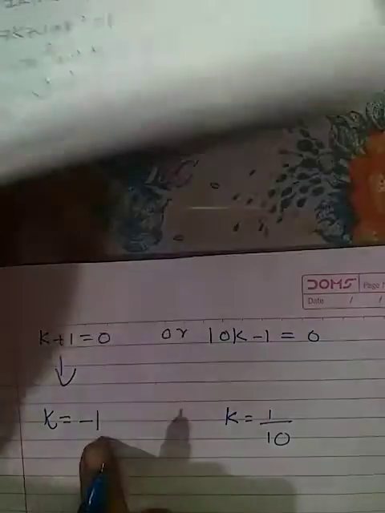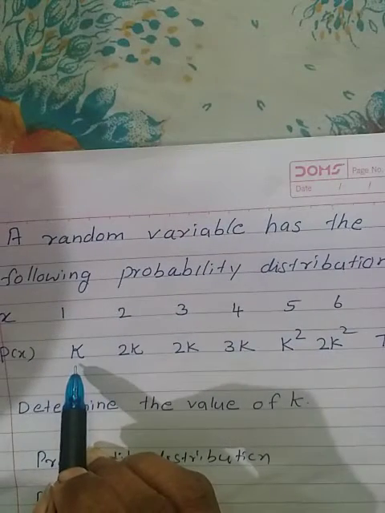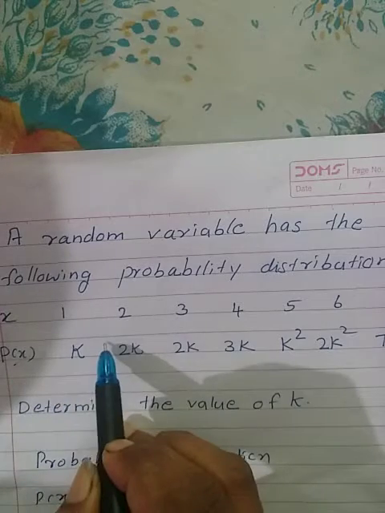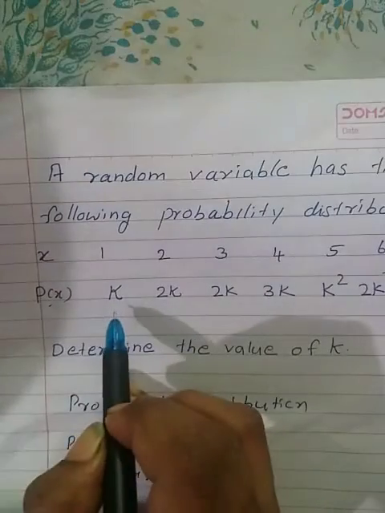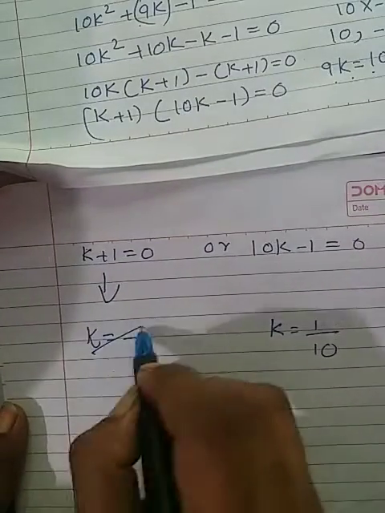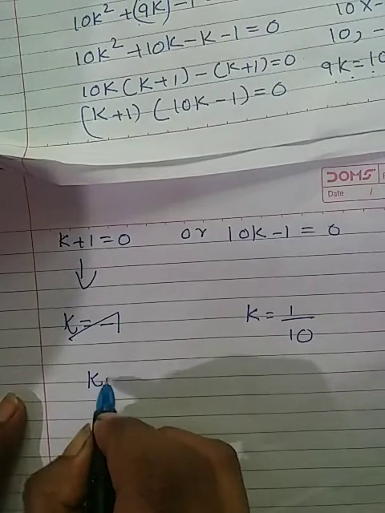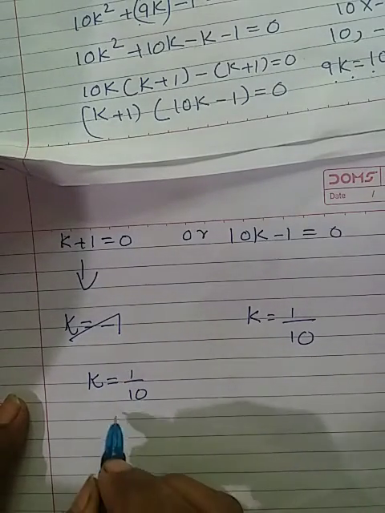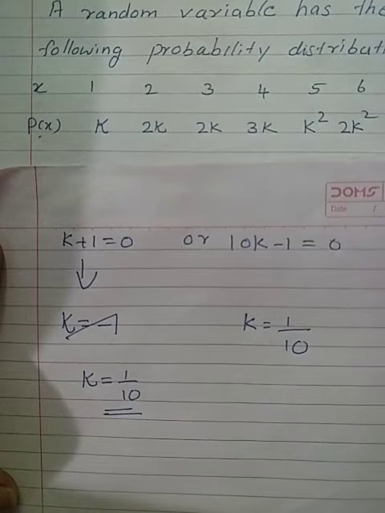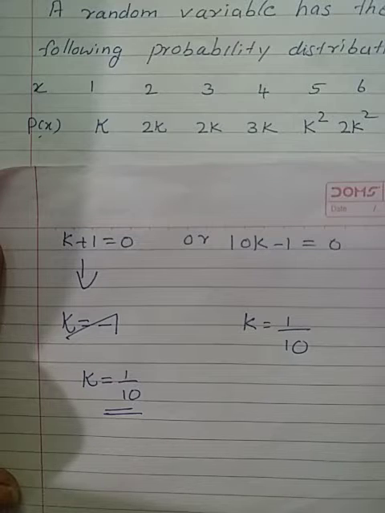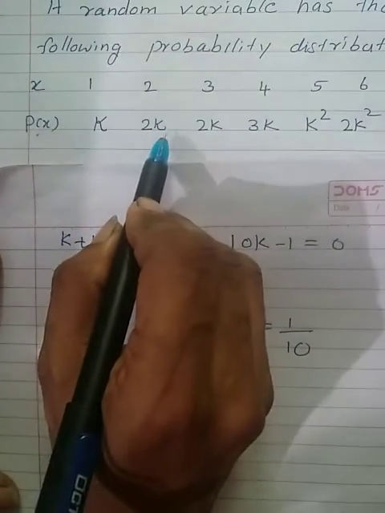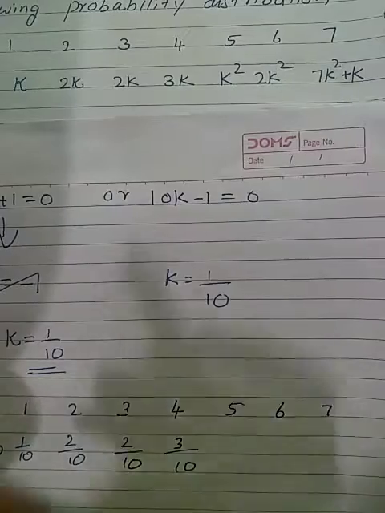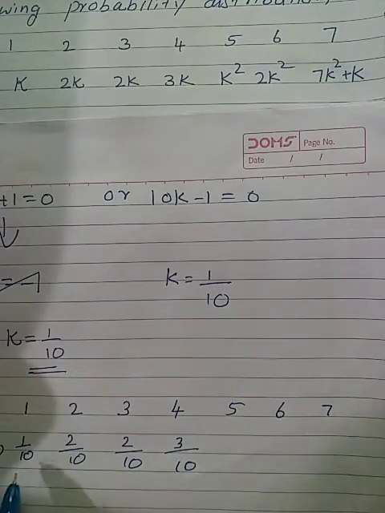But if we put k equal to minus 1, here this k will be minus 1. But probability mass function never can be negative. First property is probability of x greater than or equal to 0. It can never be negative. So k can never be negative. So in this question, k is equal to 1 upon 10. So our given probability distribution will be converted with k equal to 1 upon 10. Therefore first one is 1 upon 10.